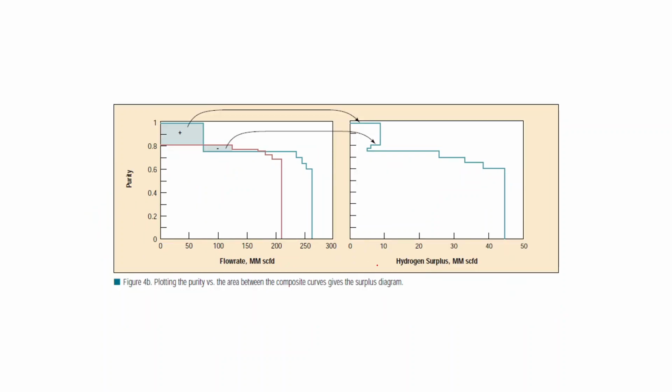I think I have it here. You can see, this plus means surplus of hydrogen. How do we know it's surplus? Because in this region we have hydrogen at higher purity. So for the same flow rate, about 70 million scuff, we have a higher purity of hydrogen. So this part is over here, over there.